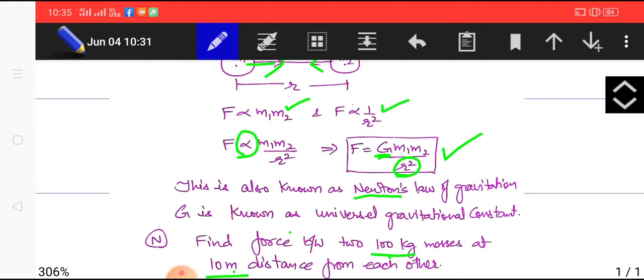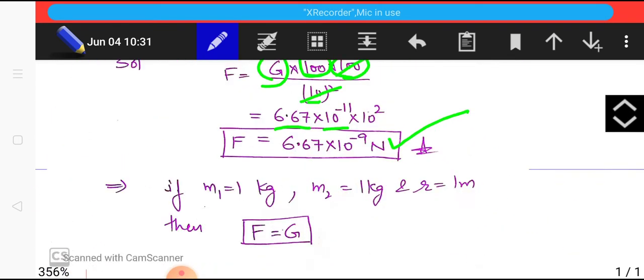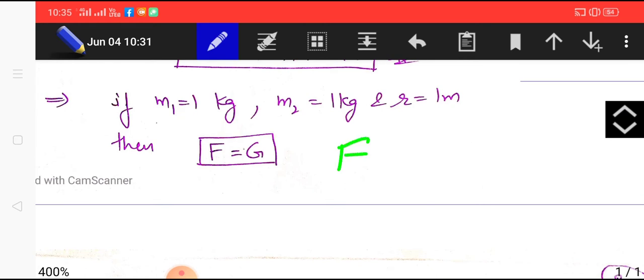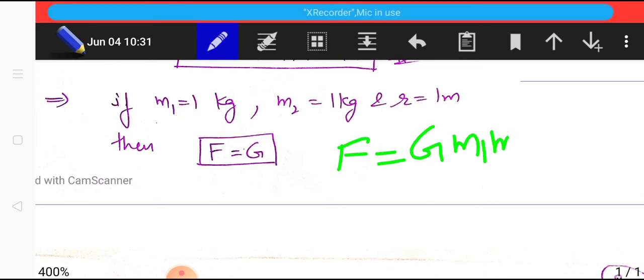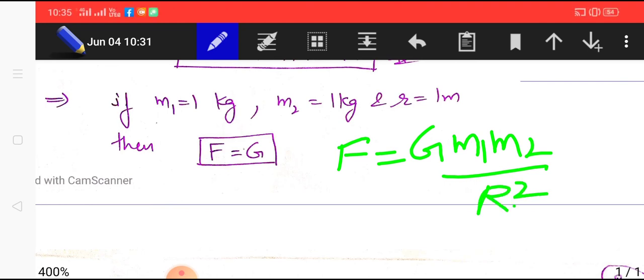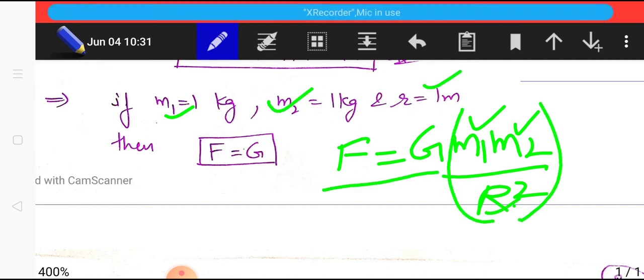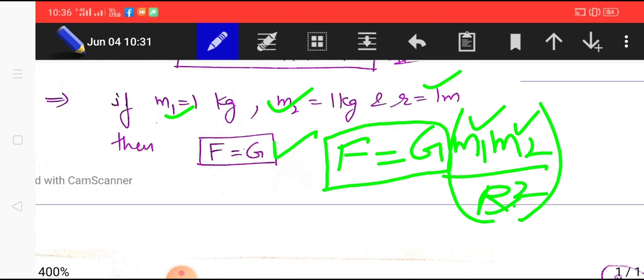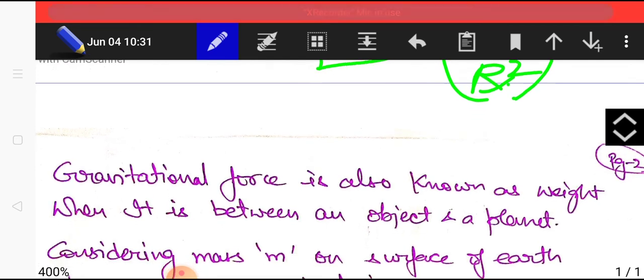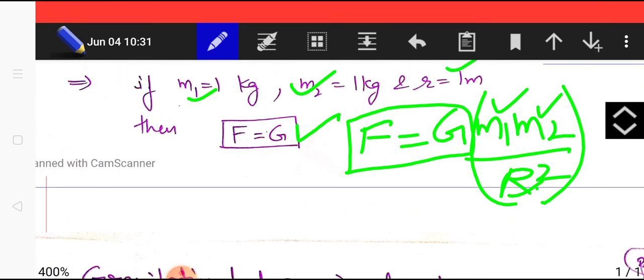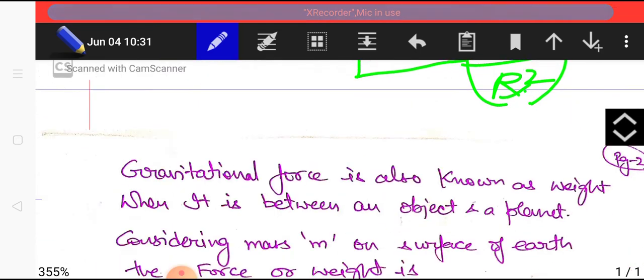If you look at the formula, we know that F is equal to G m1 m2 by r square. So if your m1 is 1, your m2 is 1 and your r is also 1, all these terms will become 1 and F will become equal to G. So if the unit masses are used with the unit distance, then force of gravitation becomes equal to gravitational constant. You can also define gravitational constant using this relation. It is the force between two unit masses placed at unit distance.